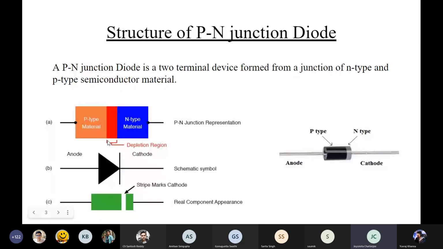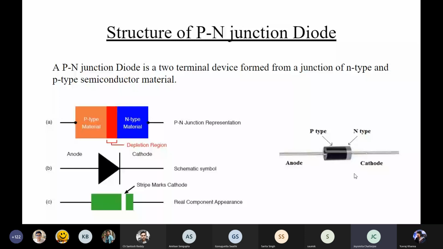Now the terminal which is connected to the p-type material is called the anode, and the one which is connected to the n-type material is called the cathode, as you can see from the schematic symbol. And on the right side you can see how a PN junction diode looks. There is a silver strip which marks the cathode section, so you can easily distinguish between the cathode and the anode.